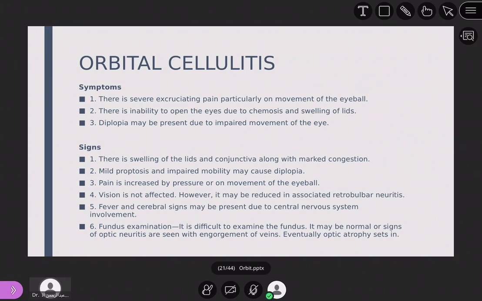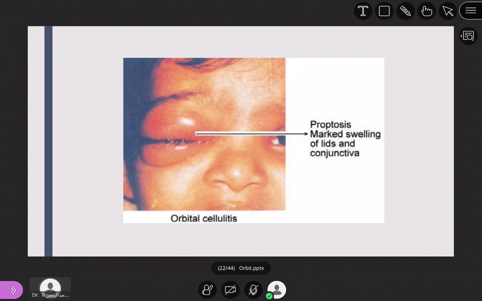For me, vision is affected. Let's keep it general better. Fever and cerebral signs may be present due to central nervous system involvement. Fundus examination, it is difficult to examine the fundus. It may be normal, or signs of optic neuritis are seen with engorgement of veins, eventual optic atrophy sets in.